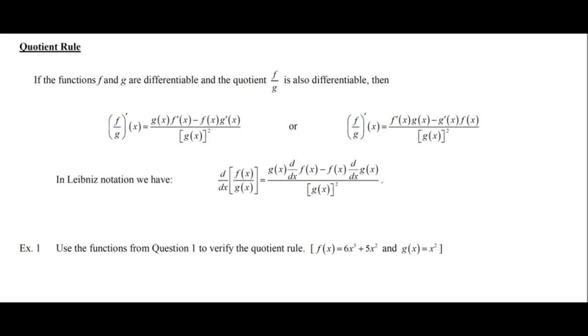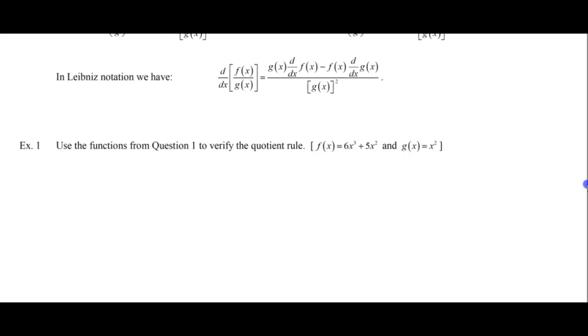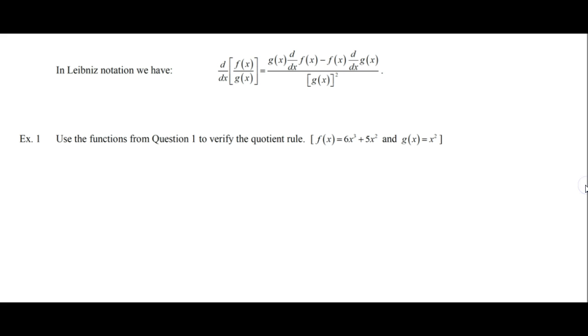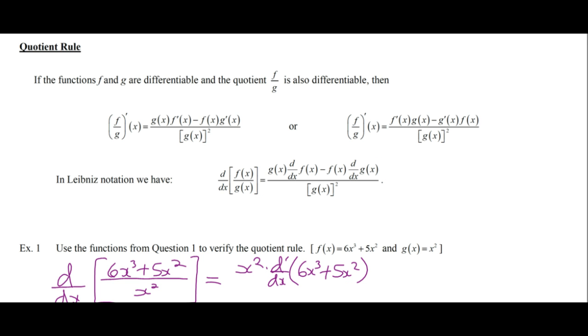In Leibniz notation, g of x times d by dx of f of x minus f of x times d by dx of g of x over g of x squared. Okay, and use the functions of question 1 to verify the quotient rule. Okay, go ahead. Should be able to do that. I shall pause. And as was pointed out somewhat late, this is just a 6. Okay, fine. Now on to this.